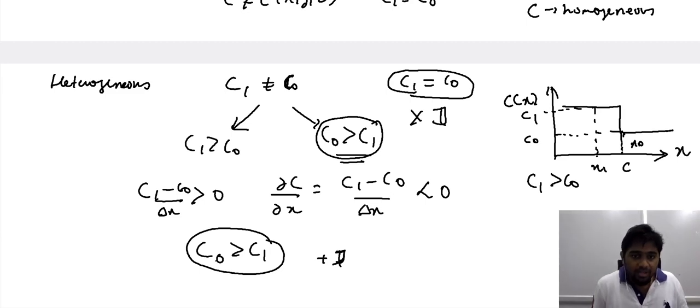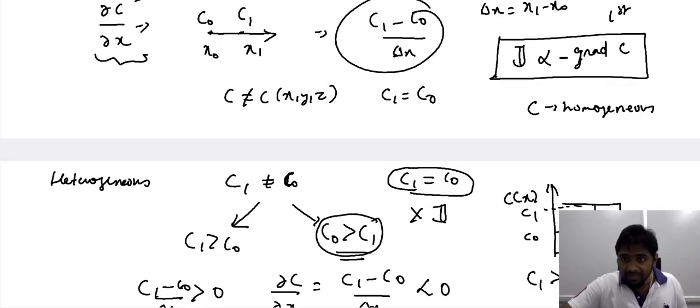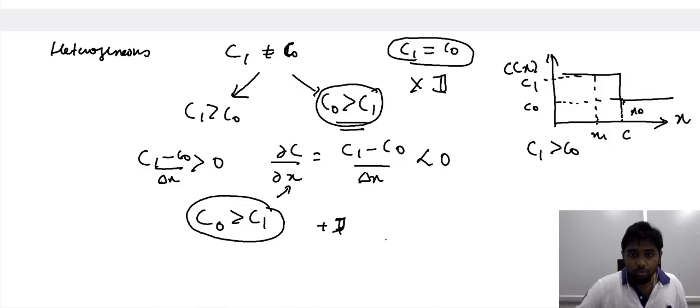So let me repeat: when we have a condition that C0 is greater than C1, we will have a negative partial derivative. And since Fick's first law comes with a negative sign here, the negative gets cancelled out and ultimately you have a positive flux. Now if I want to represent what a positive flux would be, we have represented it in a reverse manner.